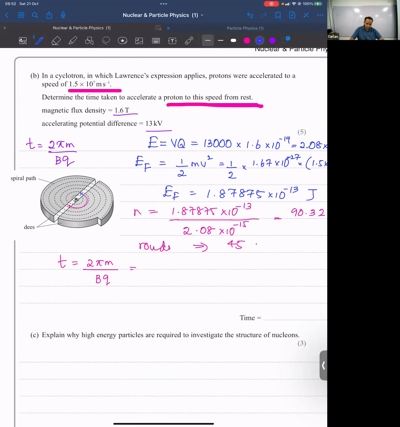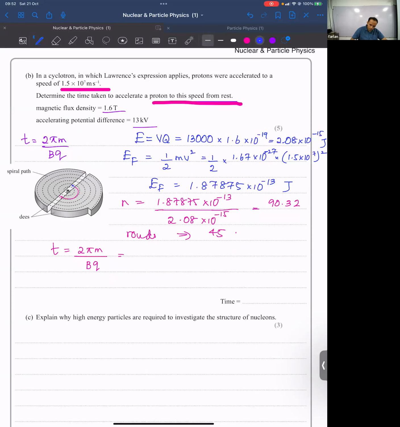Correct? So now the time taken for one round is going to be 2 pi m over B q, which is 2 pi, m is 1.67 into 10 to the power minus 27, B is 1.6, Q is also 1.6 into 10 to the power minus 19. This will give you the time taken for one round.